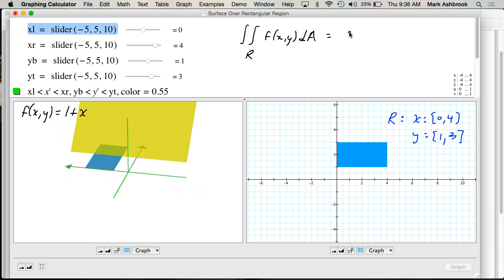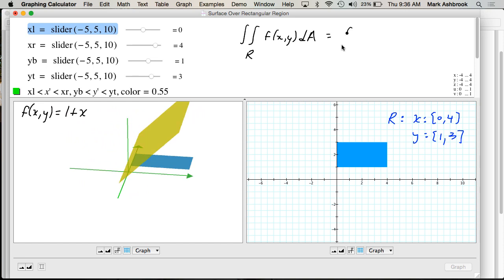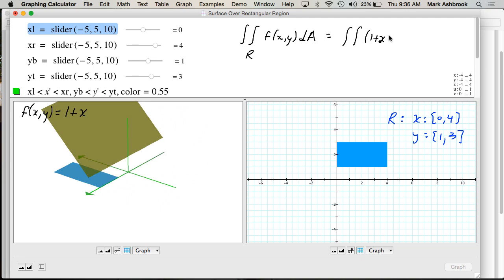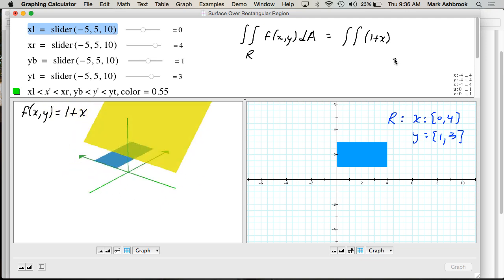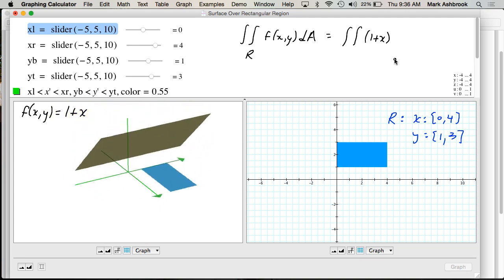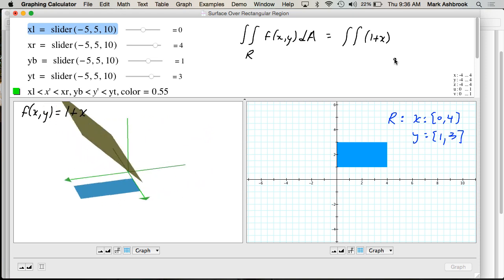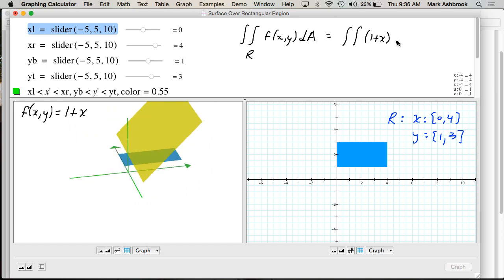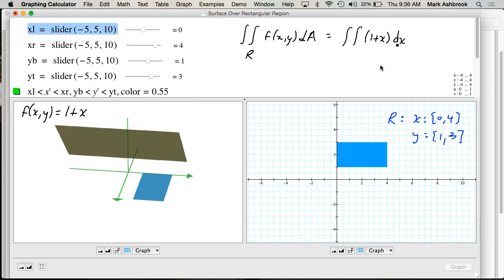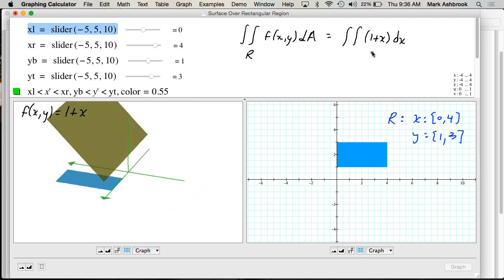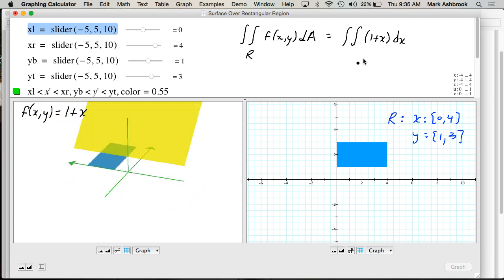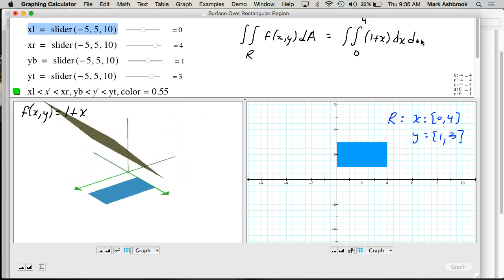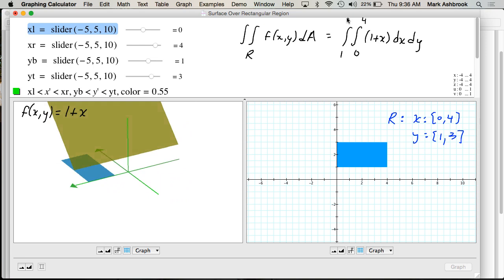Okay, and then we can substitute everything in. What is our function? 1 plus x. With these rectangular regions, everything's interchangeable. You can do x first or y first, it doesn't matter. So we'll just do x first, right? So dx, and if we're doing dx, then x goes from 0 to 4, and dy from 1 to 3.